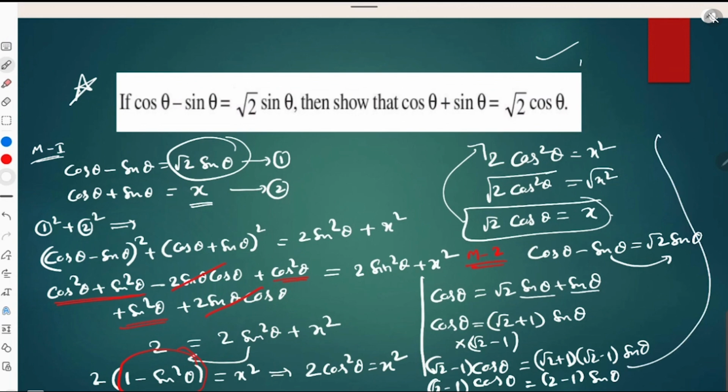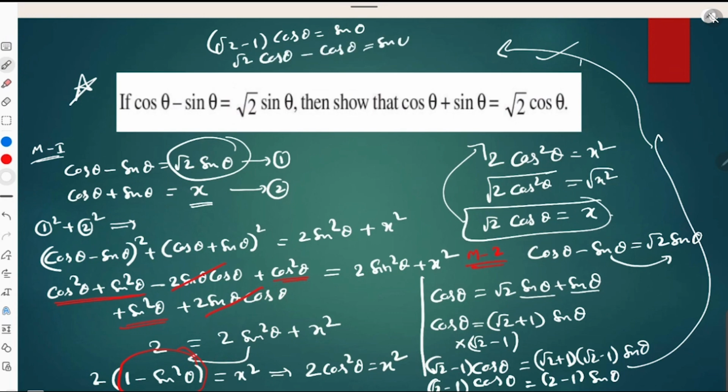So that comes out to be root 2 minus 1 into cos theta equal to sin theta. And so it can be written as root 2 cos theta minus cos theta equal to sin theta. So bring this cos theta to the other side. So root 2 cos theta is equal to sin theta plus cos theta. So if you observe, this is another way using the rationalizing factor of root 2 plus 1.